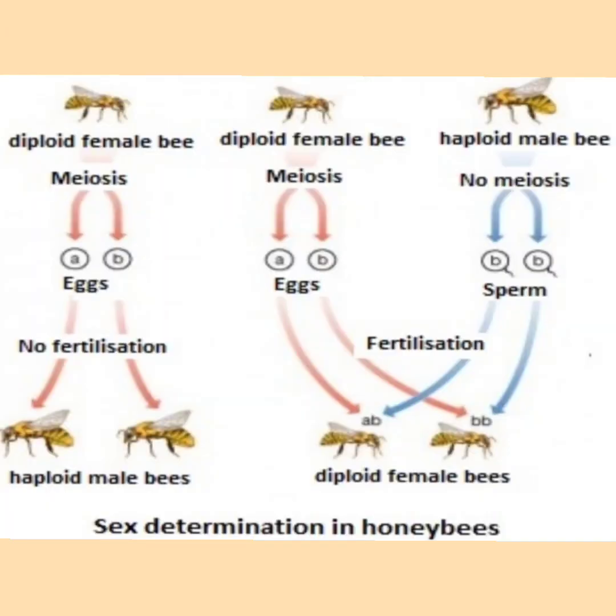In this picture, a diploid female bee undergoes meiosis and produces eggs. These eggs, if they do not undergo fertilization, develop into haploid male bees. A haploid male bee does not undergo meiosis and produces sperms. These haploid sperms and the haploid eggs fuse together to form only diploid female bees by fertilization. This is how the sex is determined in honeybees.